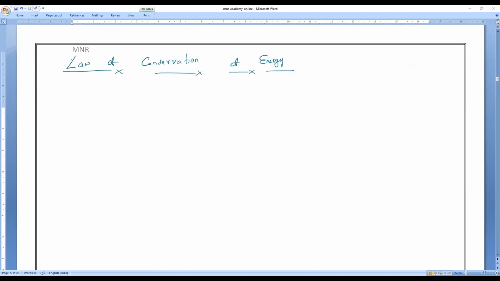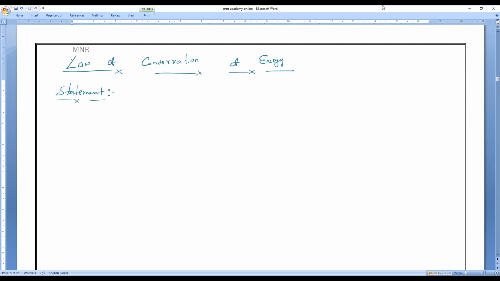Law of conservation of energy means, all of you remember, energy can neither be created nor be destroyed. So let us write the statement. I think in chemistry you will get it in the second or third chapter. I don't know exactly, so if you have a book, you can check it. I think it will come in the third chapter.